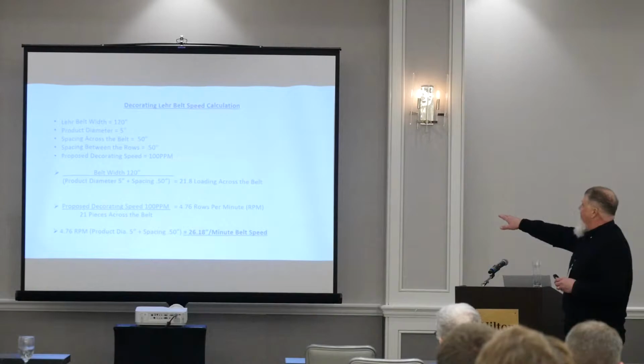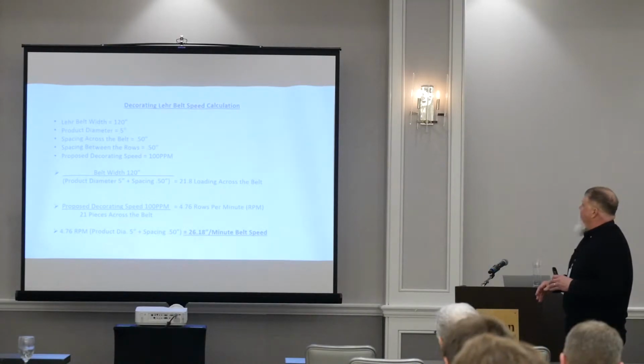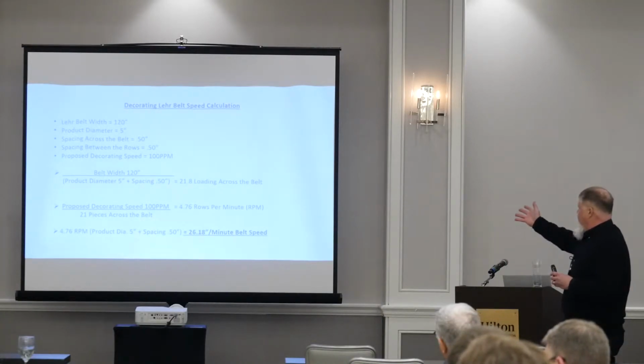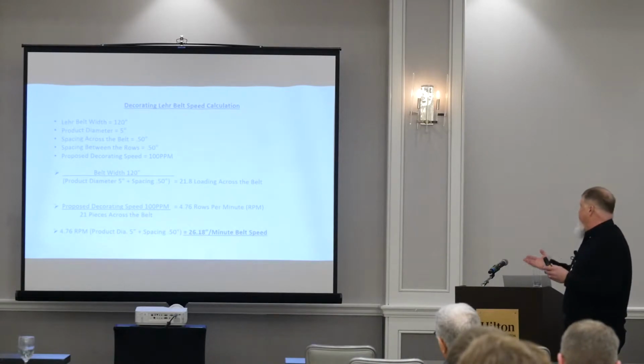So you take your belt width, you take your product diameter, you determine what your spacing between each piece going to be across the belt. And you simply take that quantity and divide it by your belt width. So in this case, you're going to be able to get 21 pieces across this 120-inch wide belt.